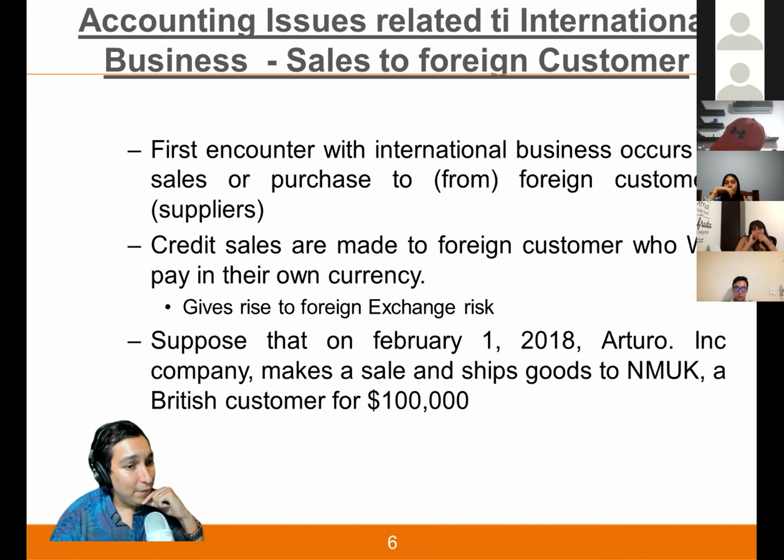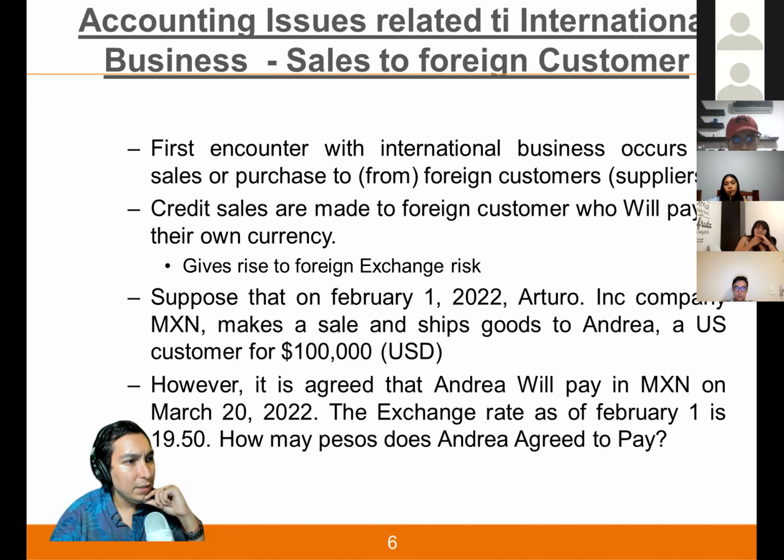So let's do our first case. Suppose that on February 1st, 2022, Arturo INC company, which is based in Mexico, makes a sale and ships goods to Andrea, a customer, for $100.